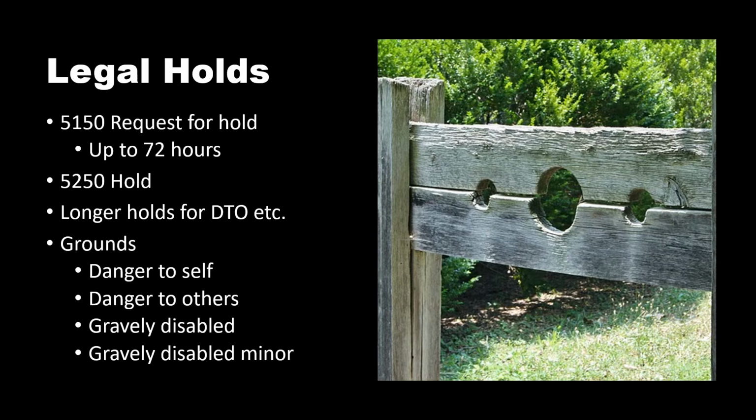Gravely disabled is the person who is unable to understand how to use food or clothing, unable to provide help for themselves. And there's a slightly lower standard for a gravely disabled minor, someone under 18. Even though they know how to use food and clothing, if they refuse to do so, that might constitute being gravely disabled.